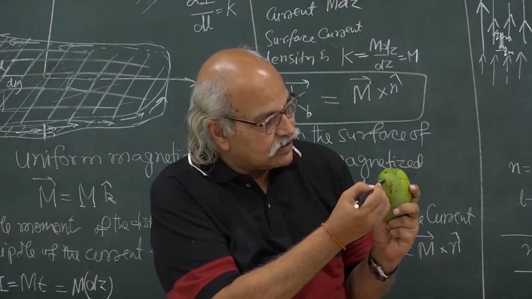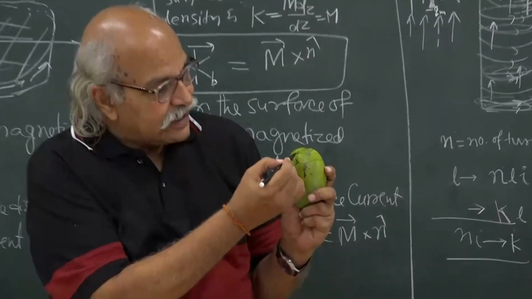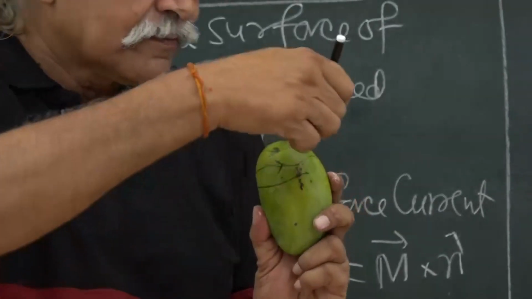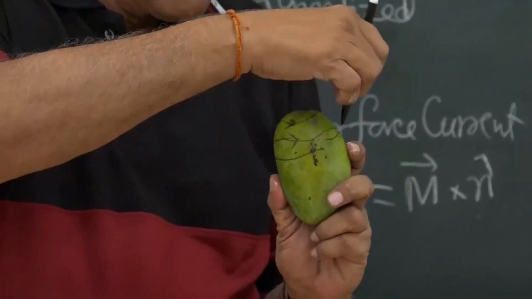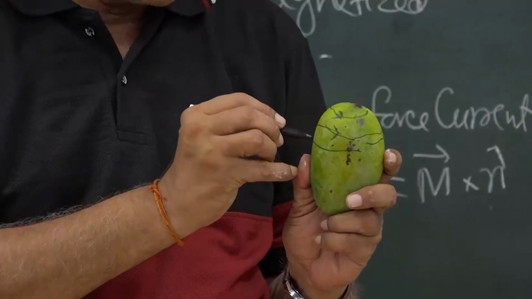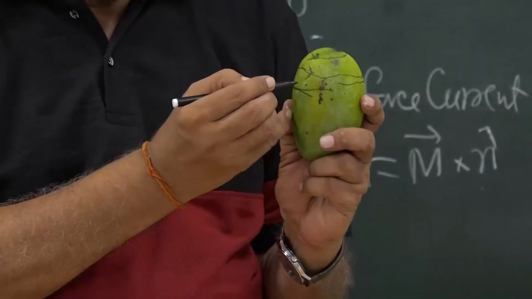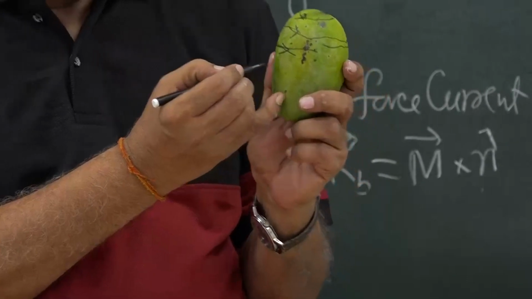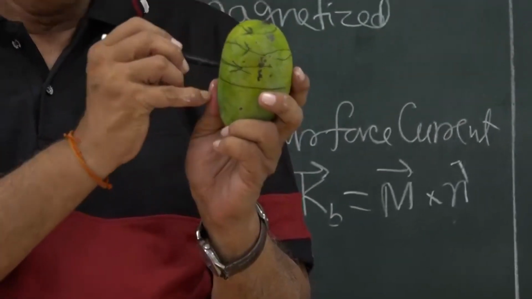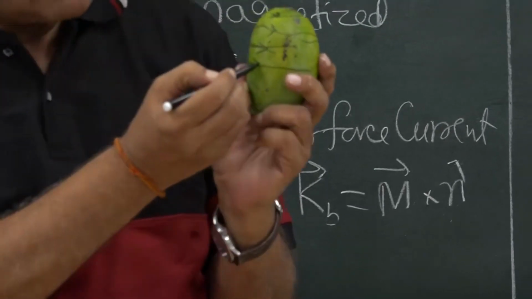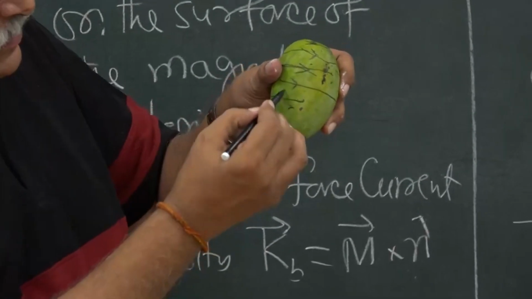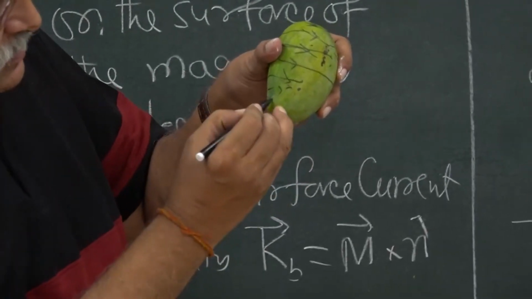Can you see the arrow? This arrow here and this arrow here. So, the current is like this, M cross n cap, essentially M cross n cap. The current is like this and so on. You can do it for the entire magnet, and let me quickly do it here and then come here near the end.